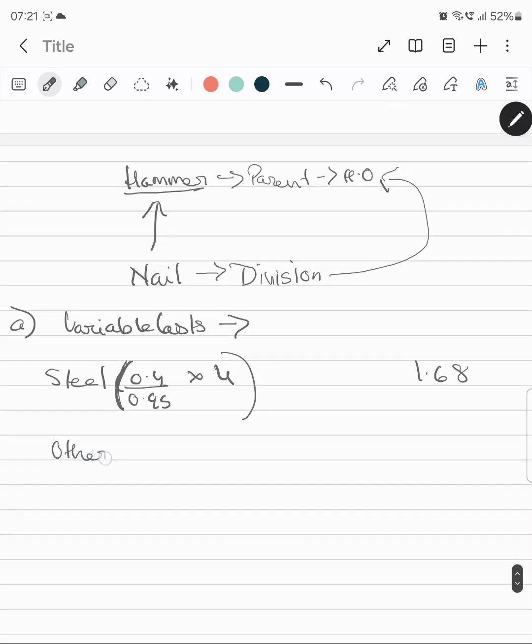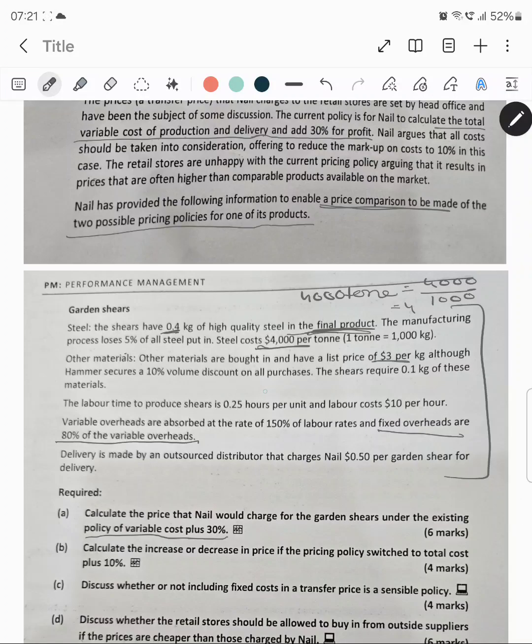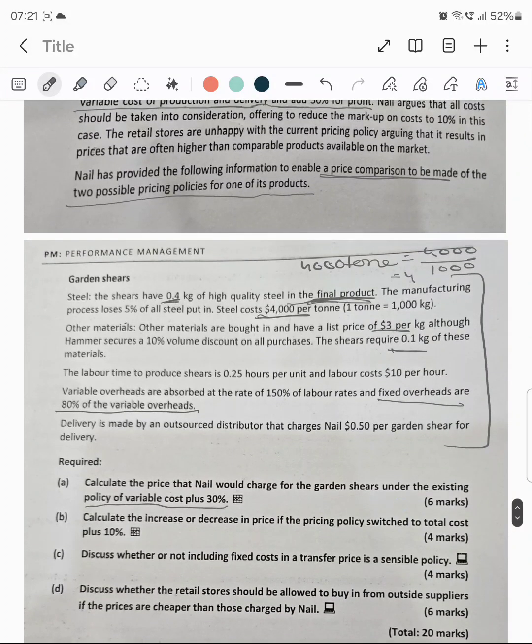So other material, what is the cost of other material? Other materials are bought in and have a list price of 3 per kg. Although Hammer secures 10% of volume discounts on all the purchases, the shears have 0.1 kg of this material. So other material, how much of it are shears using, that is 0.1 kg, right? So what will I do? Other materials are bought in and have a list price of 3 per kg, although the hammers secure a 10% volume discount on all the purchases.